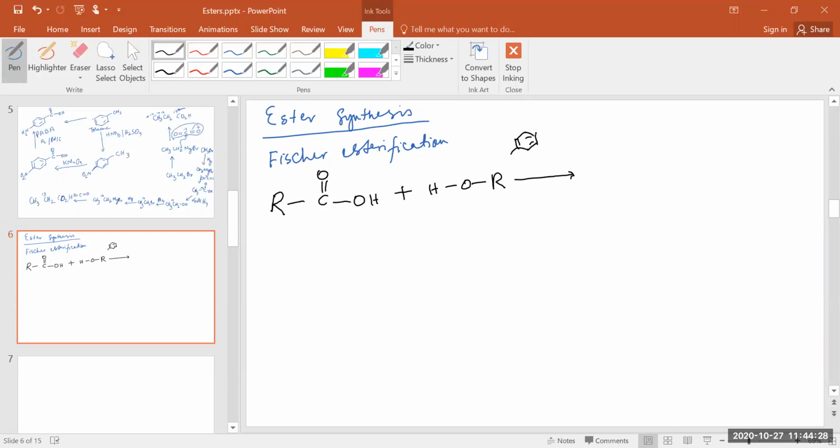It's a derivative of sulfuric acid type, paratoluene sulfonic acid. So what will happen, easy to remember: the OH of the acid and the H of the alcohol will be gone in the form of water. So it will be RCO-OR plus H2O. Here we get the ester.